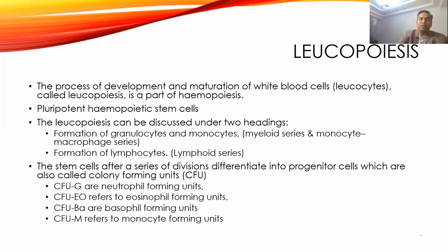So, like for neutrophils, the colony forming unit is colony forming unit G. G stands for granulocytes. Similarly, colony forming unit EO differentiates the pluripotent cell into the eosinophil. Then colony forming unit BA differentiates into the basophil. Same thing, colony forming unit M differentiates into the monocyte.